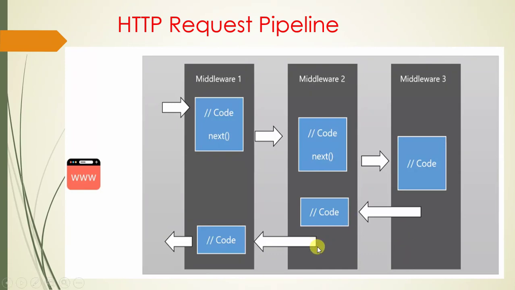And if there is some code after the next method in the second middleware, then that code will get executed. Once the code is executed, the request again comes back to the first middleware. Again, the first middleware might have some code. This code will be executed, and once it is done, the final response is sent to the client who made the request. This is how the request pipeline works in an ASP.NET Core Web API application.